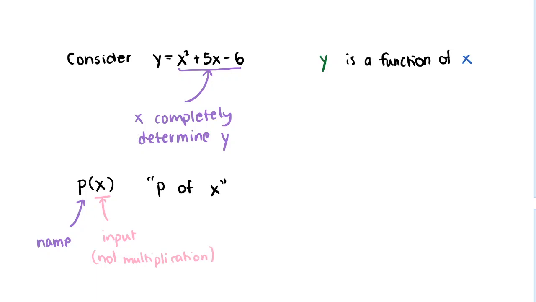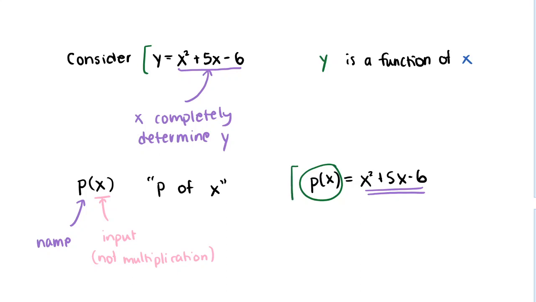And so if I'm going to call my function above, y is equal to x squared plus 5x minus 6, if I'm going to call it p, one way I can do so, or sort of make this very clear, I can say p of x is x squared plus 5x minus 6, right? So here, this again completely determines the outputs. And so p is going to be this function, it's going to be the outputs of our function given by the input x squared plus 5x minus 6. So these are really describing the same thing.